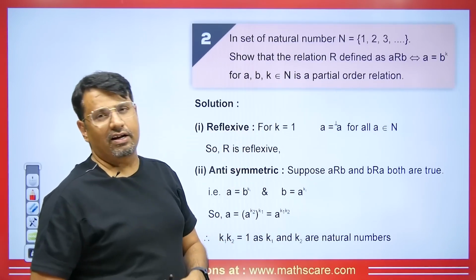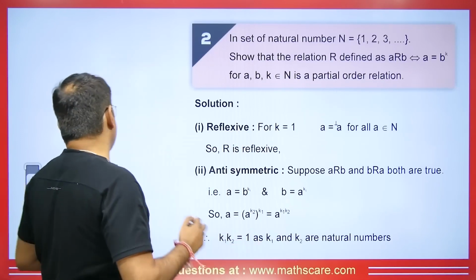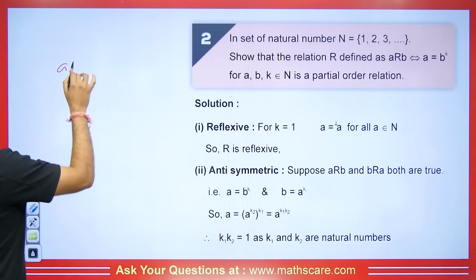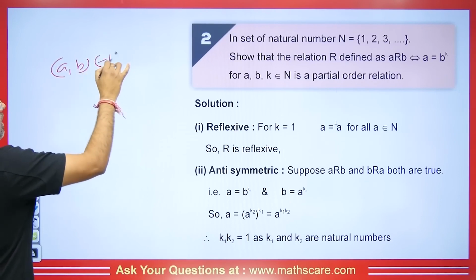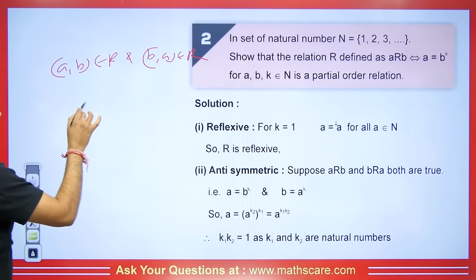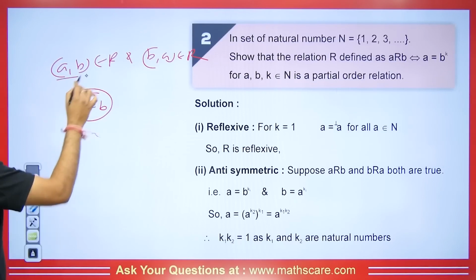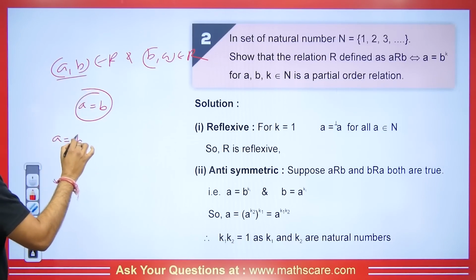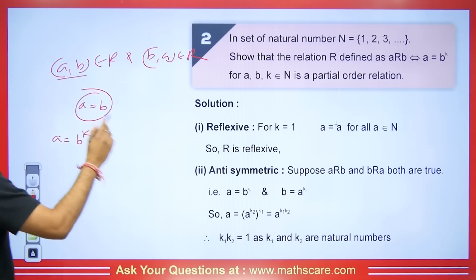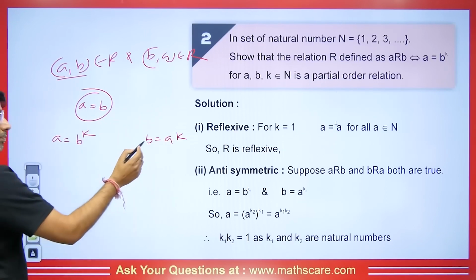We will talk about antisymmetric. Let me show it to you. See, what is the concept of antisymmetry? That if (a, b) belongs to R and (b, a) belongs to R, then we should have a equals b. If a equals b, then it becomes antisymmetric. If we see this, then it means that a is equal to b to the power of k. And from here, b is equal to a to the power of k, right? So we put the value of b here.